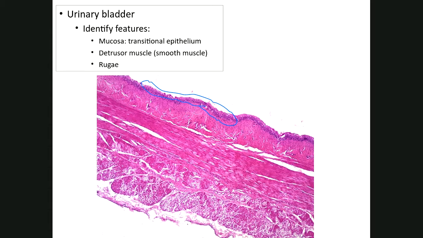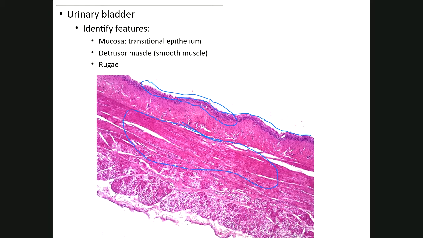The detrusor muscle is basically smooth muscle, a very large band of smooth muscle that, as it stretches, of course, wants to contract. We talked about that as it relates to the micturition reflex. That's where that's located. And then rugae is just the undulating surface that we see of the bladder. It moves in an up and down pattern, allowing it to stretch out or to recoil. So rugae would be another thing that you could see on the urinary bladder.